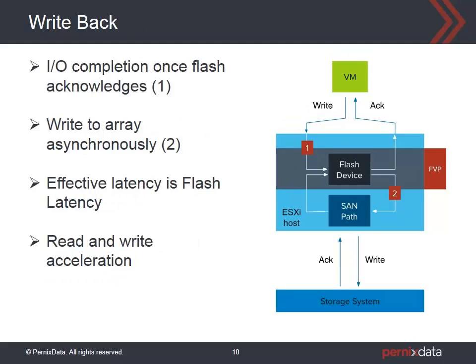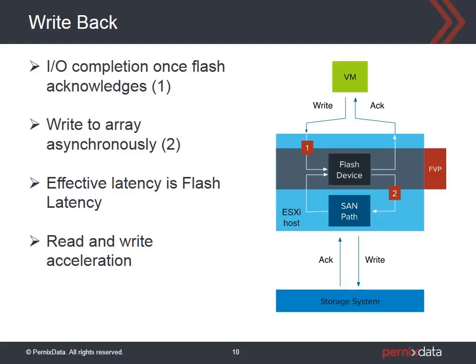Write back is the holy grail because it accelerates both reads and writes. When a write operation is sent by the virtual machine, the FVP code hijacks it, writes it to the flash device, and immediately acknowledges it back to the virtual machine. So there's a really low latency when you do this.